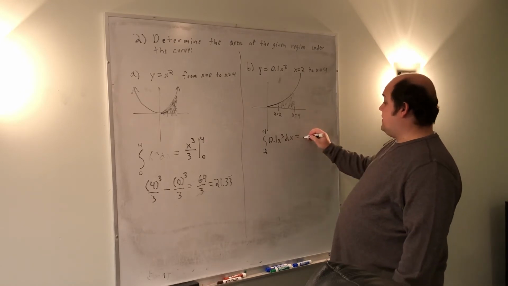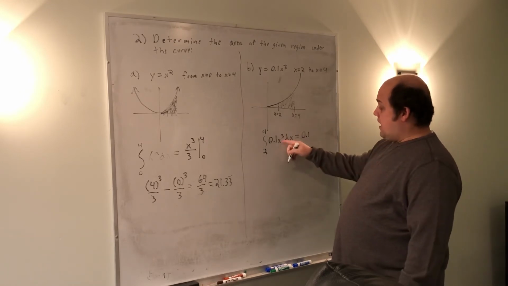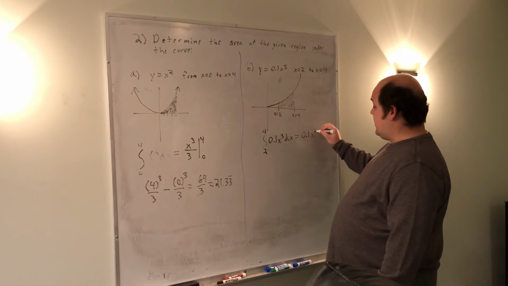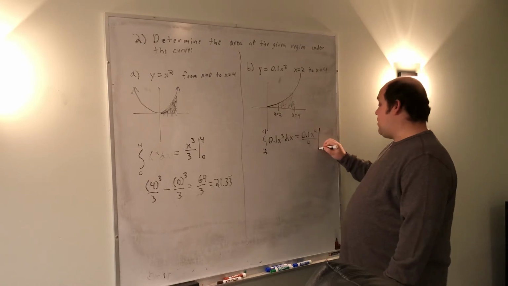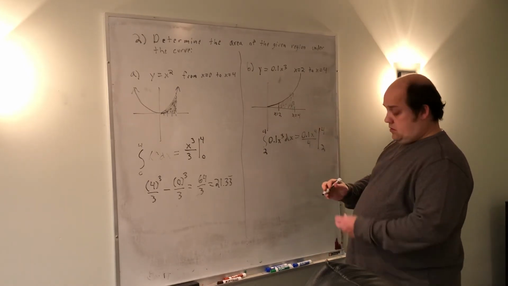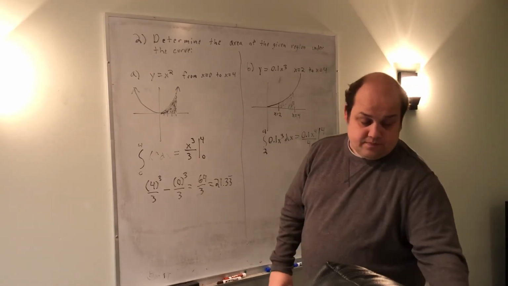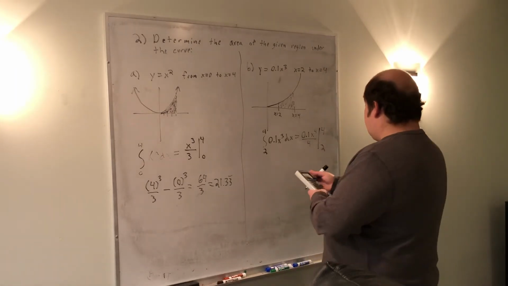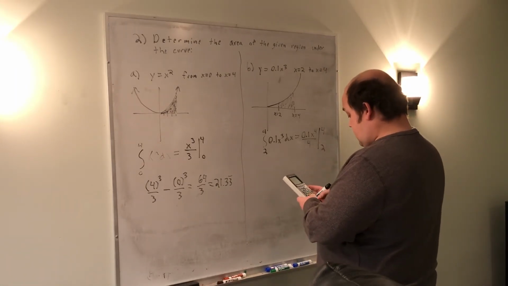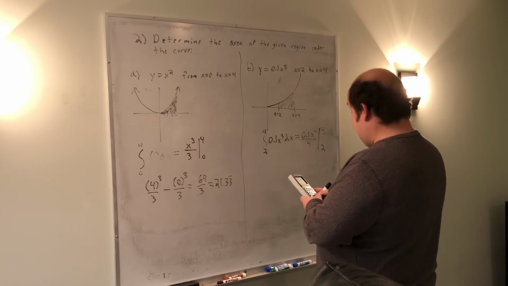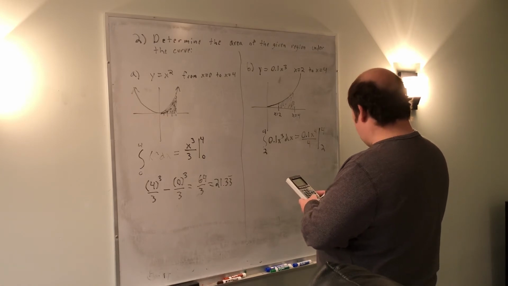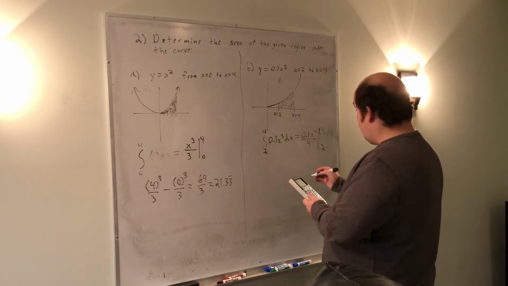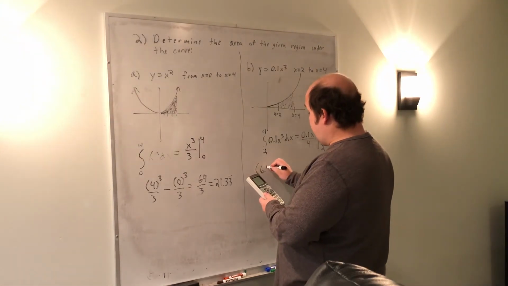Here, when I integrate, the 0.1 stays. I add 1 to the power of x, so it becomes x to the 4th, and I divide by that new power. I'm evaluating from the lower endpoint to the upper endpoint. If I put this in my calculator, when I do 0.1 times 4 to the power of 4 divided by 4, it gives me an answer of 6.4.